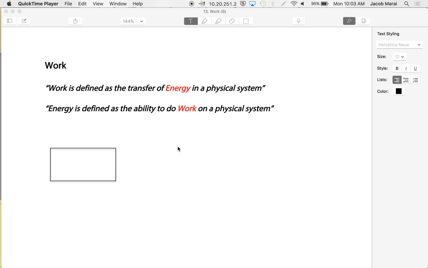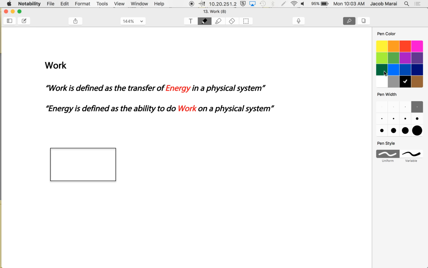So, can we just add a little addition, and this is sort of the year 8, 9 definition. It's also the ability to cause change. Okay? In a system. And that's kind of a very basic example. Energy is the ability to cause change.